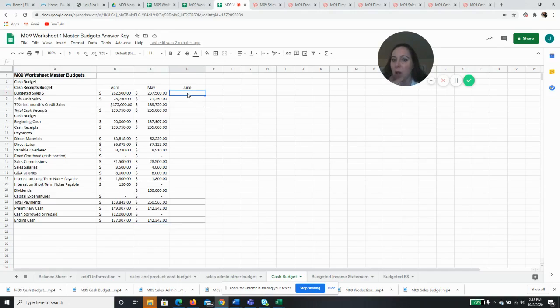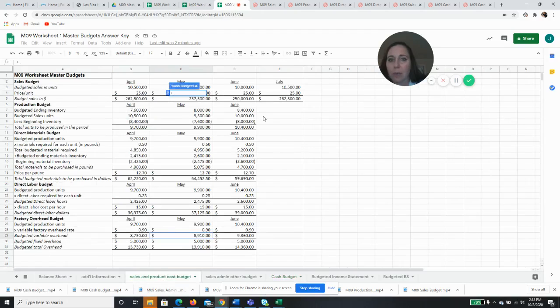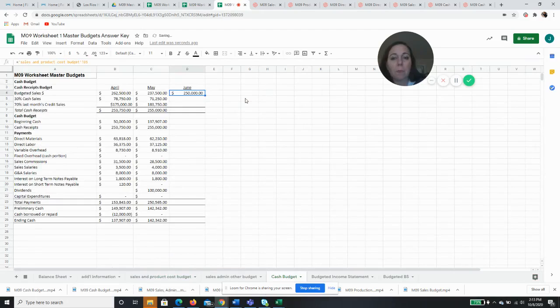We are going to start off with our budgeted sales dollars, which we get from our sales budget. For June, that's going to be $250,000. We expect to collect 30% of June sales in the current month as cash sales, so we are going to multiply 250,000 times 0.3.